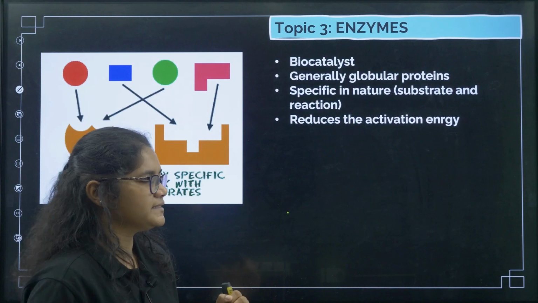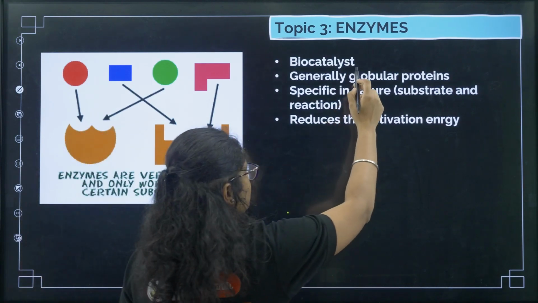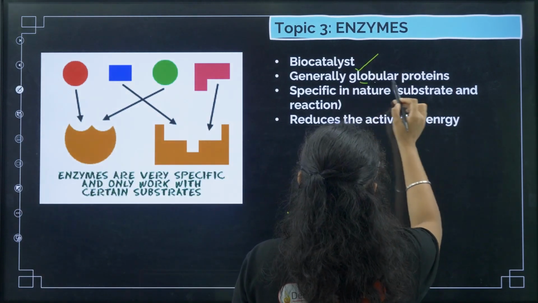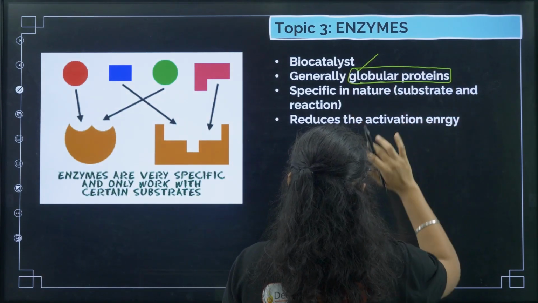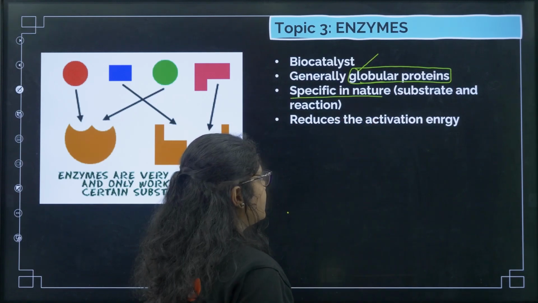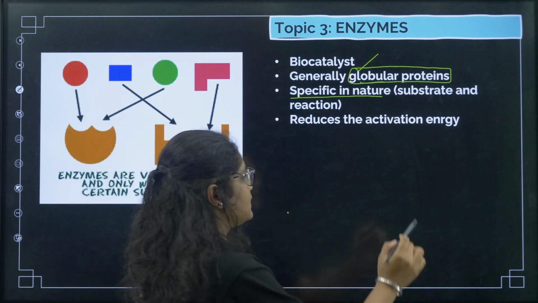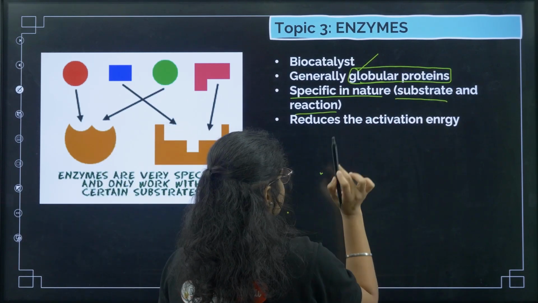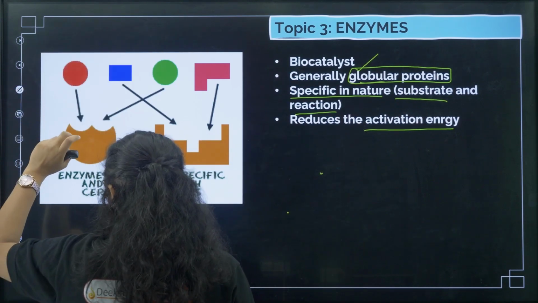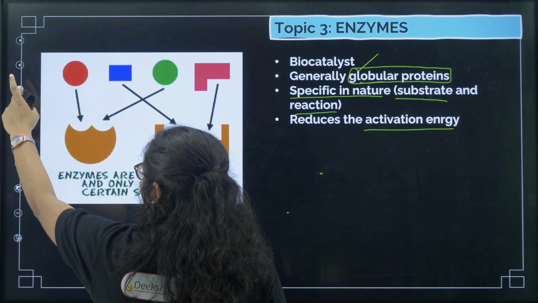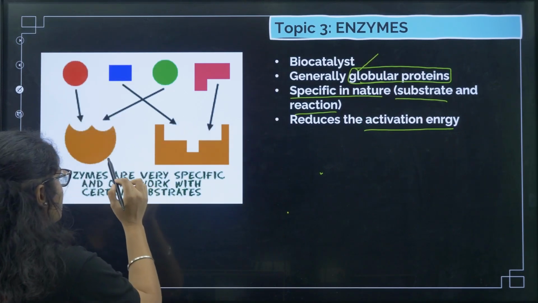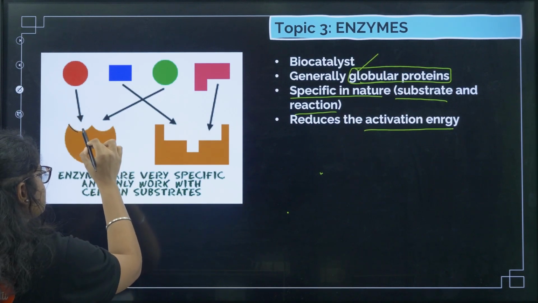Now we'll discuss something about enzymes, not a very big topic. Enzymes are biocatalysts, meaning they catalyze biological functions. Generally they are globular proteins, mostly, but not mandatory that every one will be globular. They are very specific in nature, so these enzymes will react with a particular substrate and for a particular reaction only. They reduce the activation energy. For example, here you can see, suppose you have a substrate and an enzyme, so this site is there.